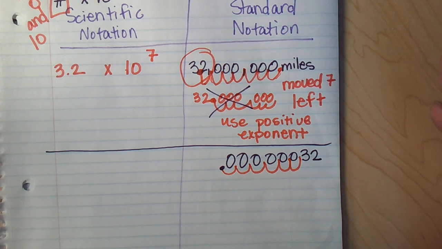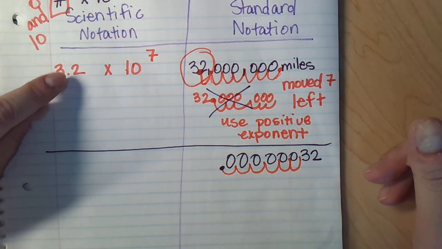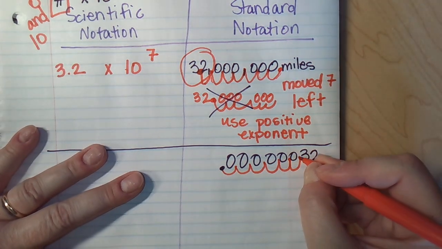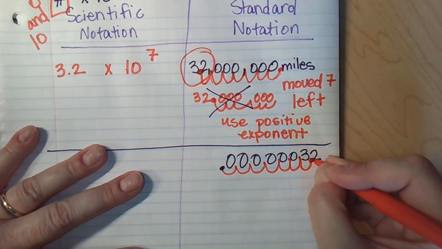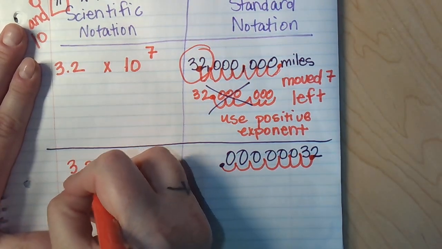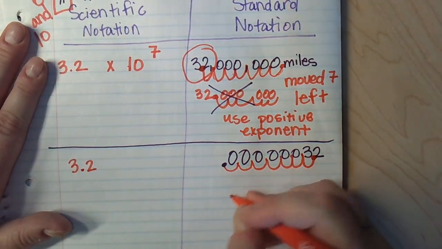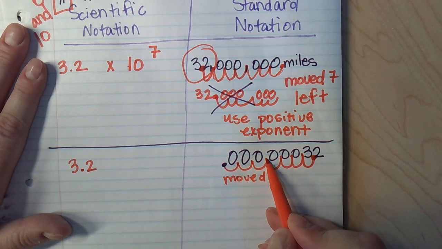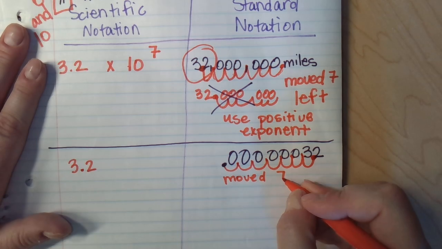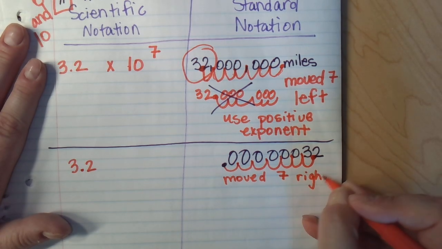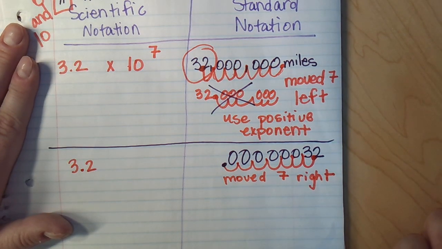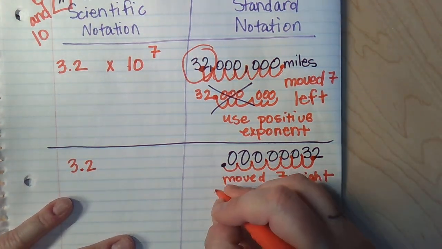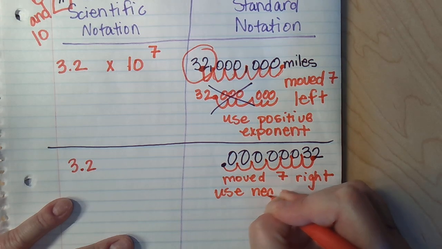I want a number like a 5.6 or 8.9 or something like that. So let's move it once more. All right, and now we see we have 3.2, and let's count how many times we moved. I moved 1, 2, 3, 4, 5, 6, 7 times, but this time I moved to the right. Okay, so when my decimal moves to the right, you have to use a negative exponent.